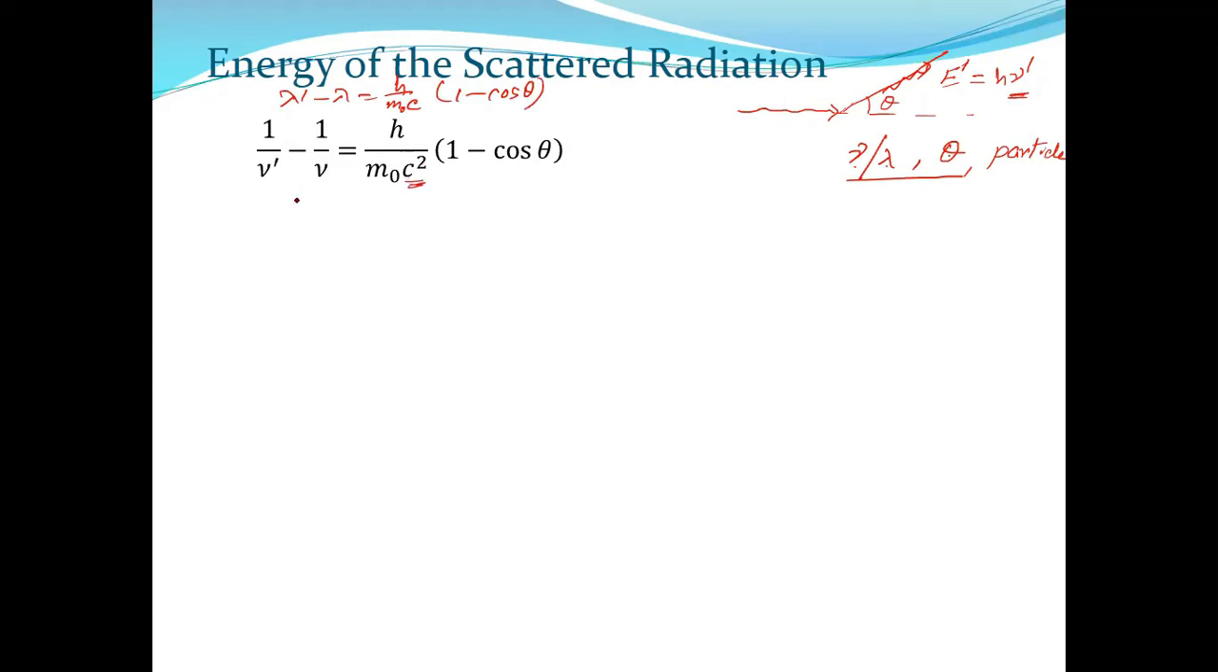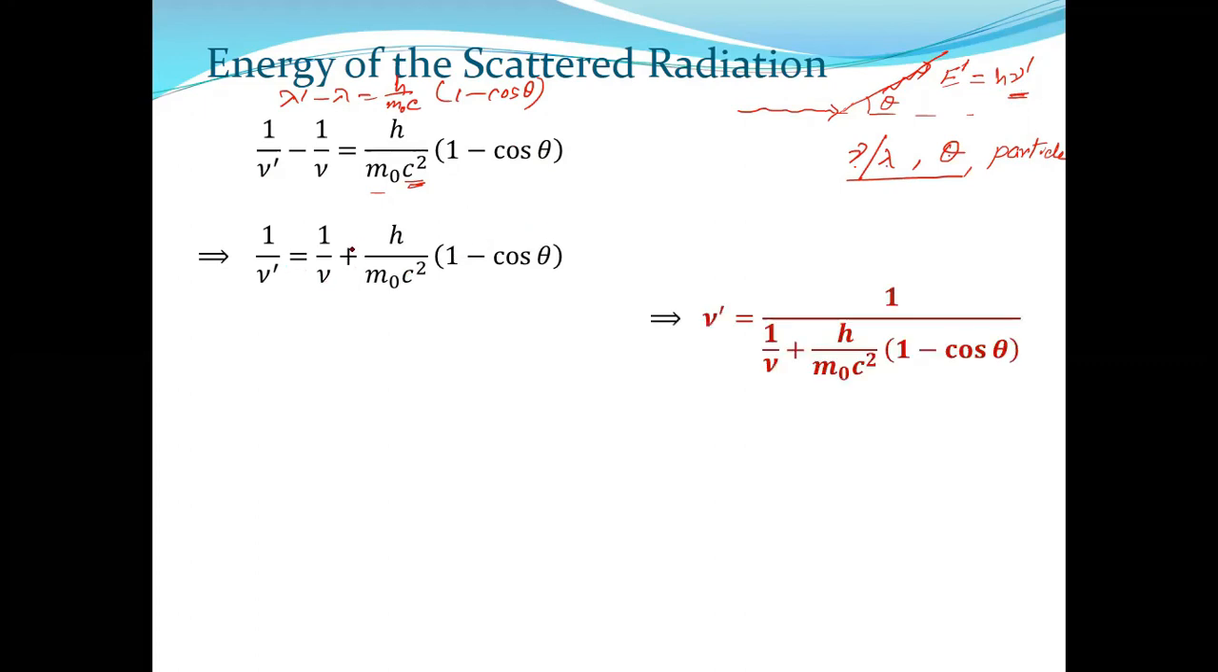And wavelength and frequency are inversely proportional, so 1 by nu dash instead of nu dash. So 1 by nu dash minus 1 by nu is this. So from that, we need to find nu dash. Simple calculation. 1 by nu dash will be 1 by nu plus this quantity. Therefore, nu dash will be just the inverse, 1 by this. I require nu dash. How will I get it? Just take the inverse of this quantity. So this is our nu dash.